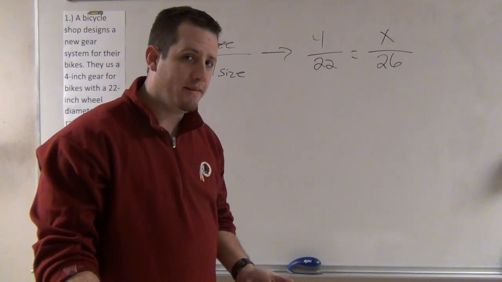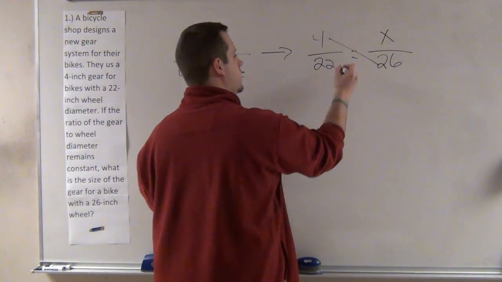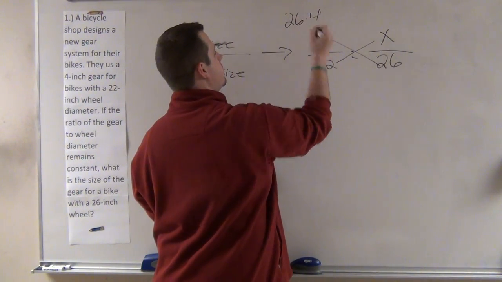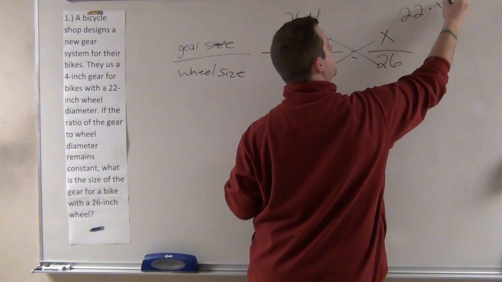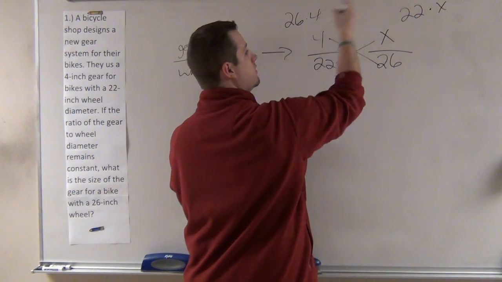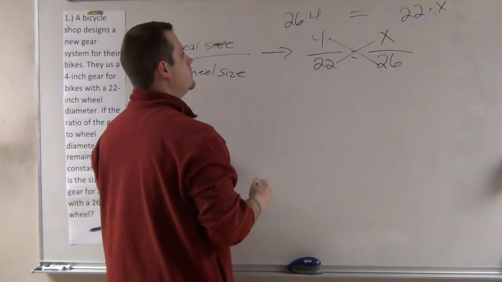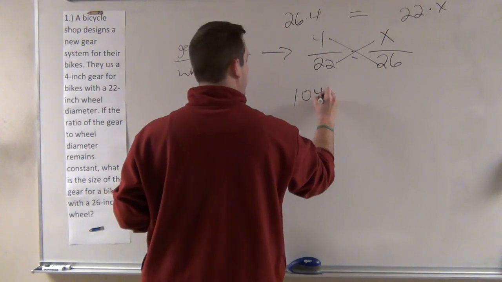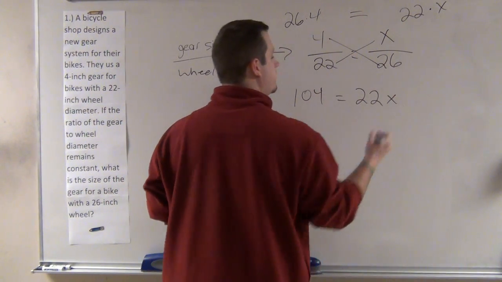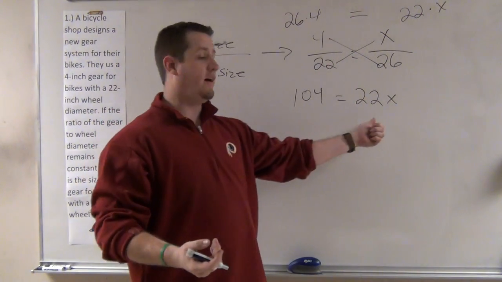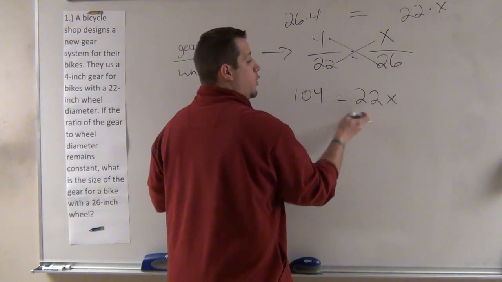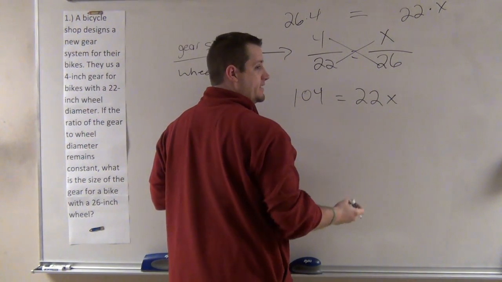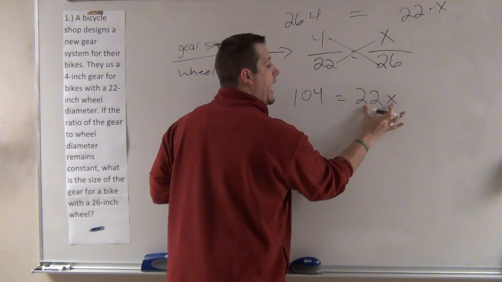So now all I have to do is what? Cross products, okay? 26 times 4 and 22 times x. What's true for these? They're equal to one another. So 26 times 4 is 104, and that's equal to 22 times x. If you've watched the video, you know how this works. If I want to get x by itself, because that's my unknown, I want to solve for it. If I want to get it all alone, then I want to do the opposite of what's happening here.